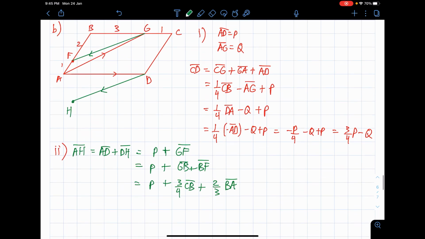Okay, so this is going to be a little bit ugly. Now we do the same method just like earlier. CB is actually the same as DA, okay? And then DA is negative AD. So in the end, it's just a negative P over here. And then how about BA?